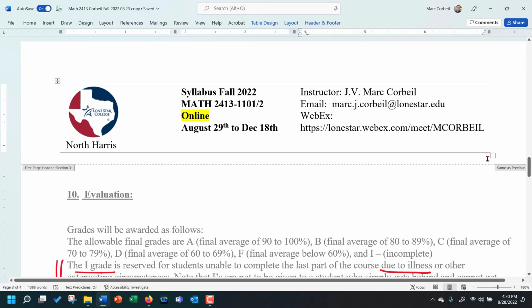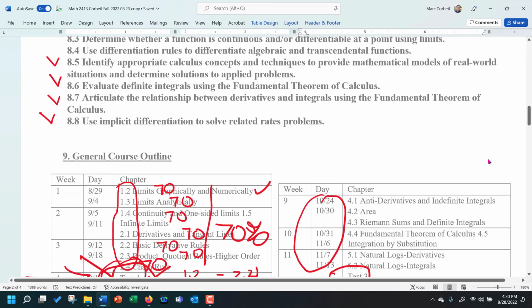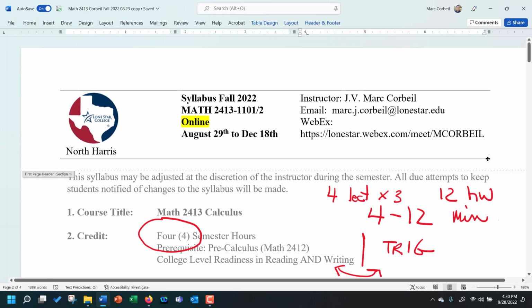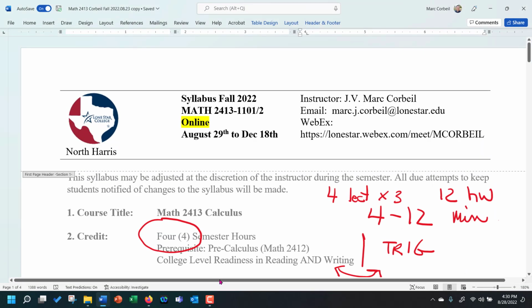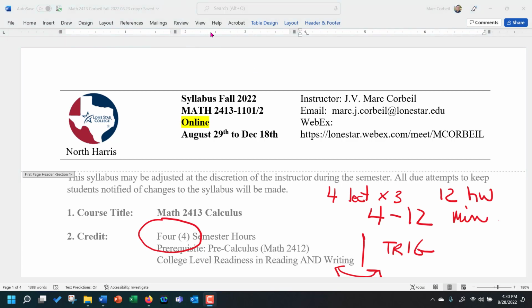So that just gives you an idea about what your expectations should be for the class and the syllabus. Just briefly, if you have any other questions, contact me by email. Thank you, and enjoy your class.